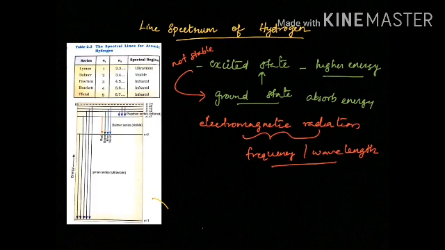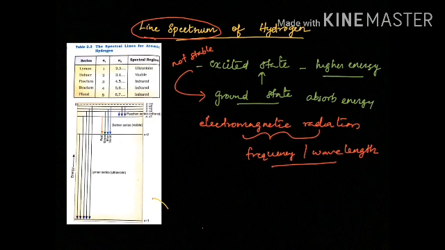We have studied that the atomic spectra are line spectra. It has a lot of discrete lines over here, right? So it is forming a line spectrum only. This is a diagrammatic representation of the line spectrum of hydrogen.